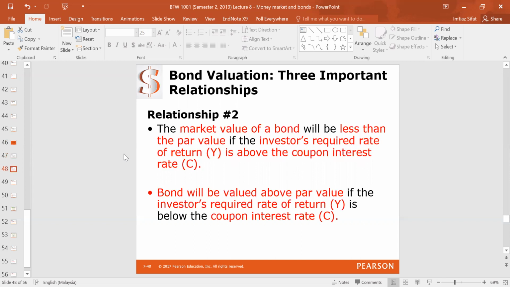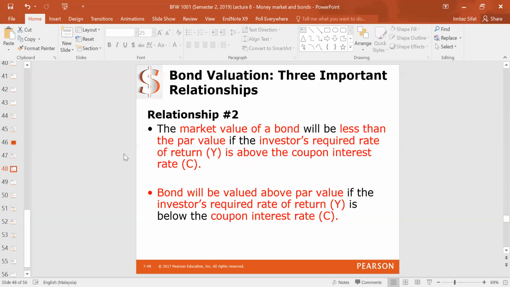Another relationship: the market value of a bond will be under the par value if the investor's required rate of return is more than the coupon rate. So in plain English, if an investor requires a rate of return which is more than what the bond is offering, they would of course not be willing to pay the full par value amount. They would be willing to pay less. And that would make the value of the bond go below the par value.